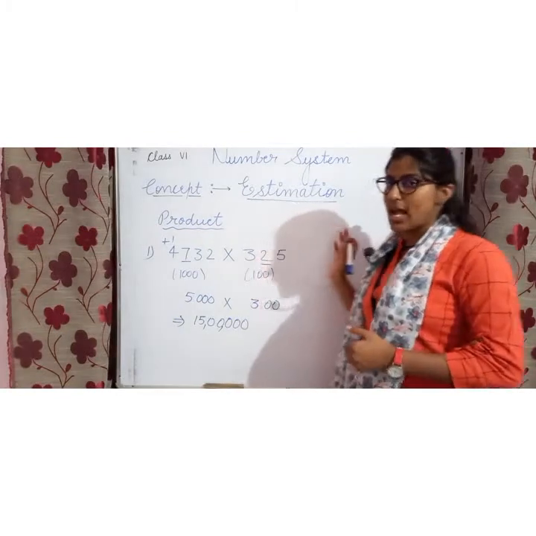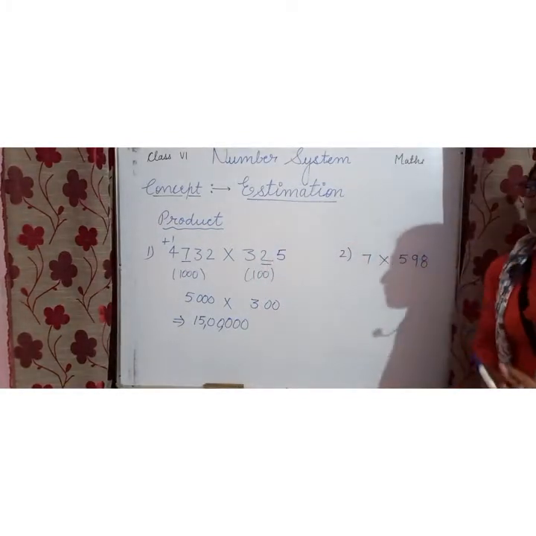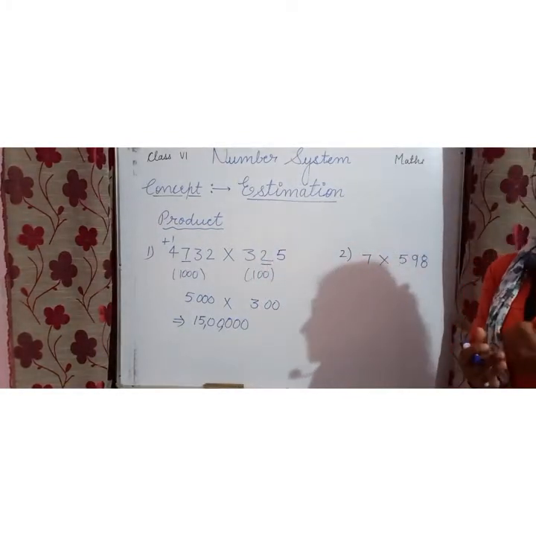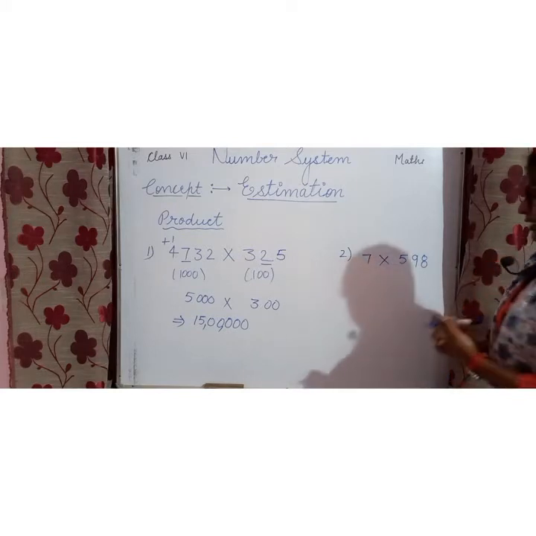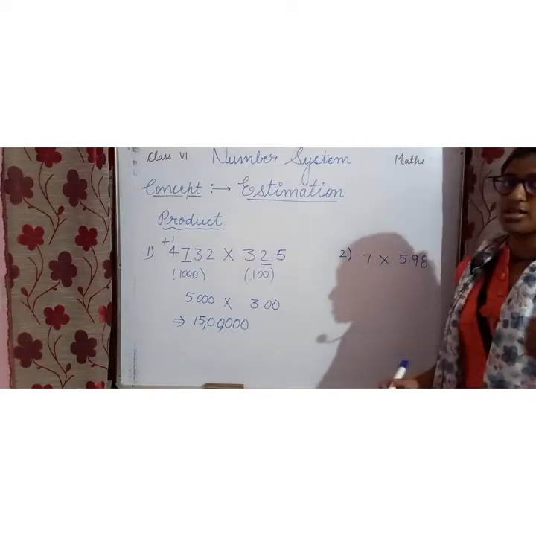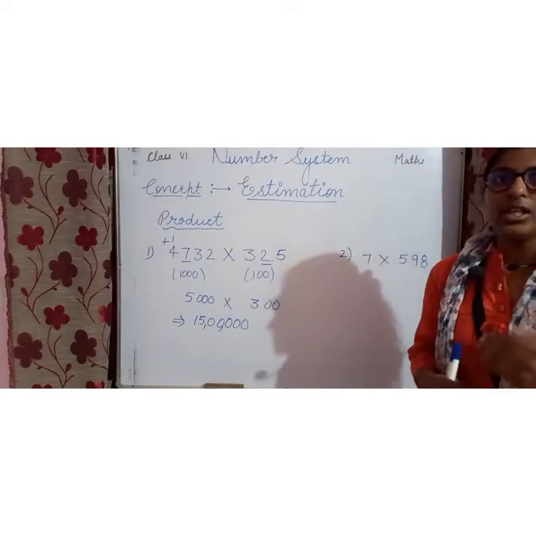Now see one more example here. 7 multiplied by 598. Rule number 1 says we identify the place value.